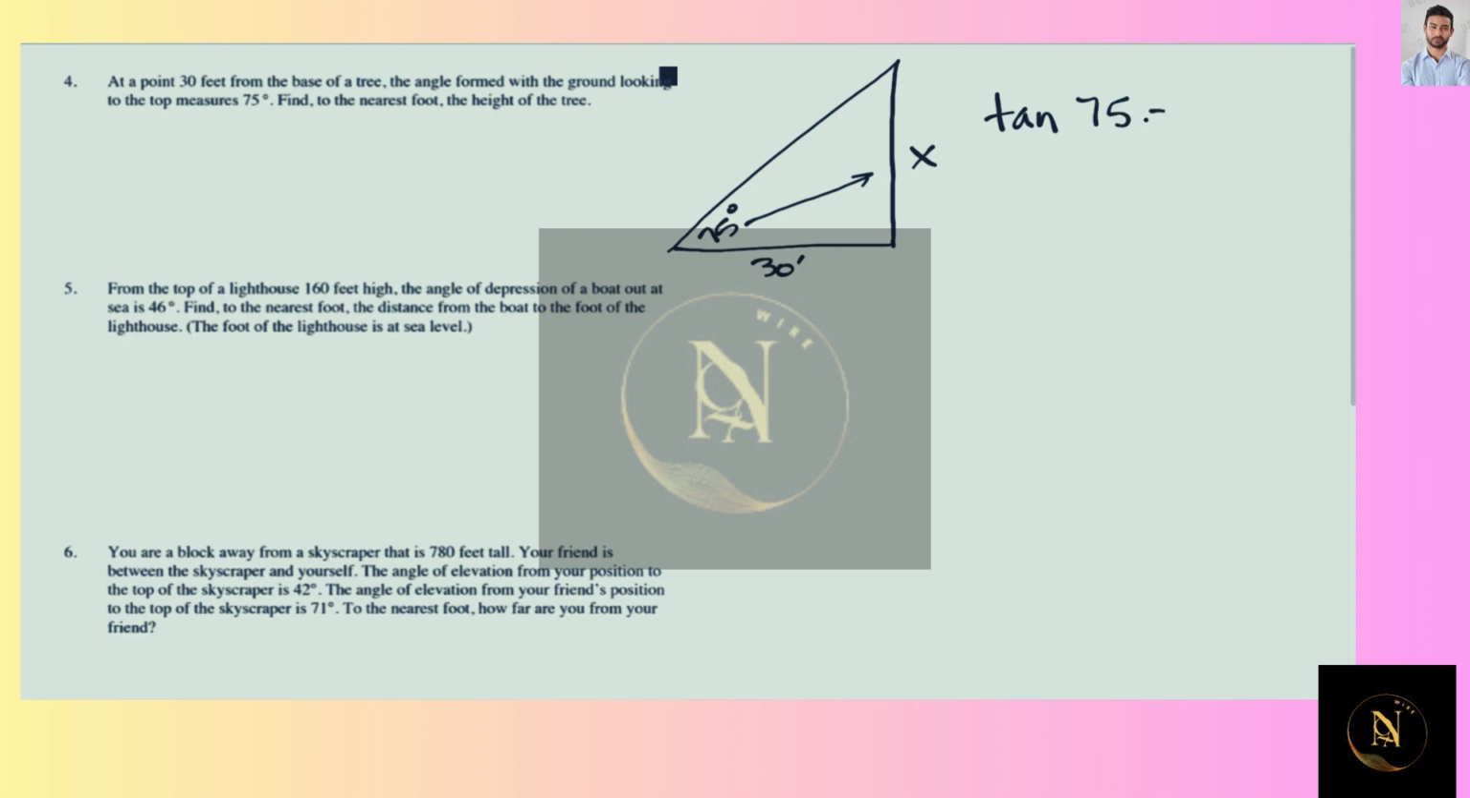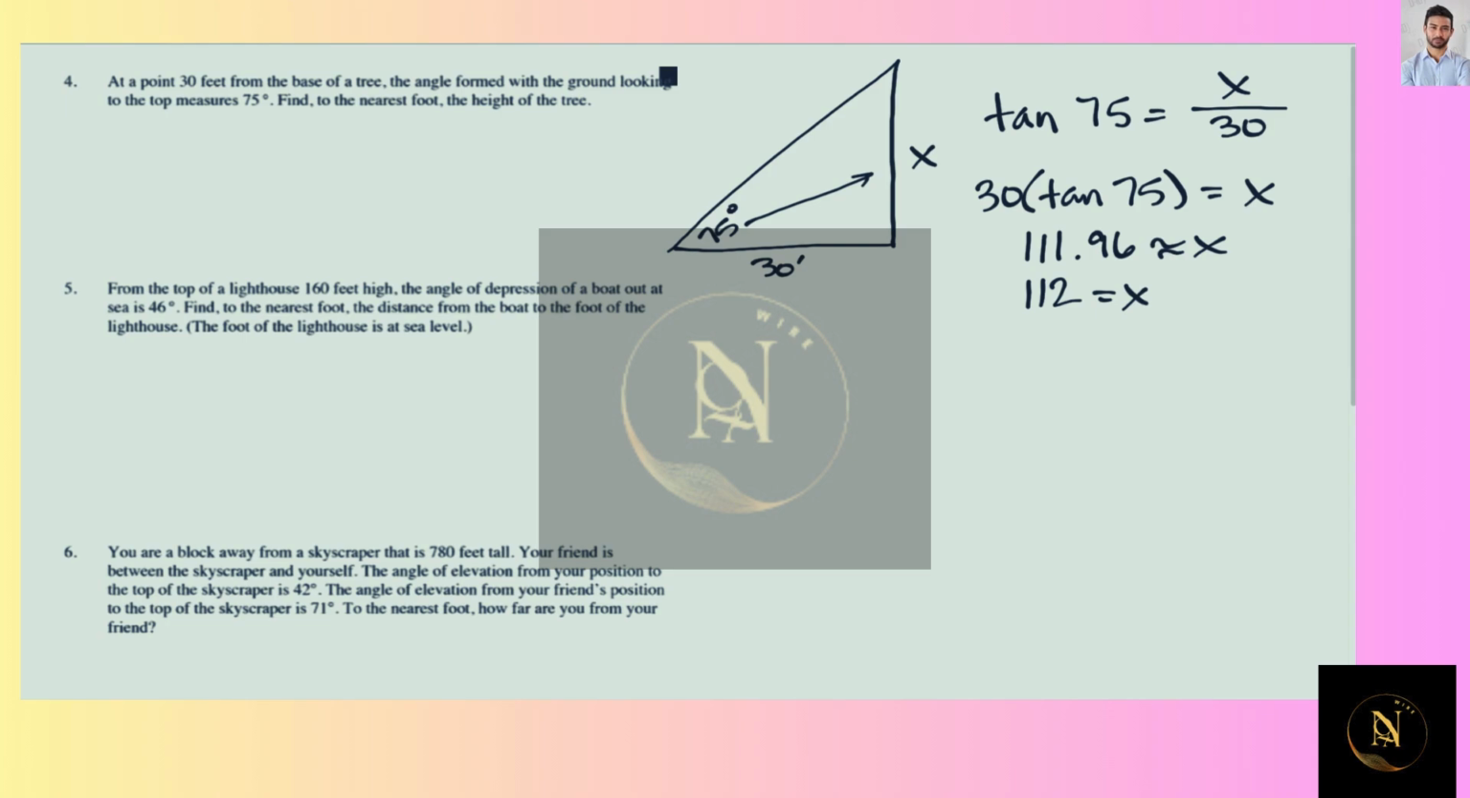The tangent of the angle always equals the opposite divided by the adjacent. Going through and getting x by itself, if I multiply 30 by both sides, I see that x is equal to 30 times the tangent of 75. And when we plug that in, we get approximately 111. Because we're rounding to the nearest foot, I would say the height of the tree is equal to 112 feet.